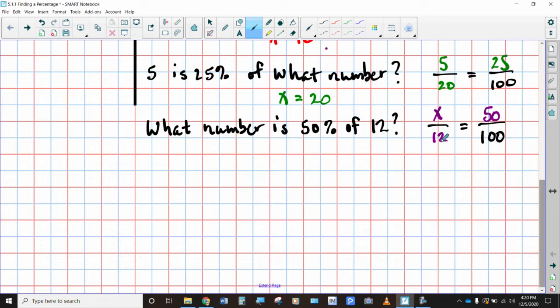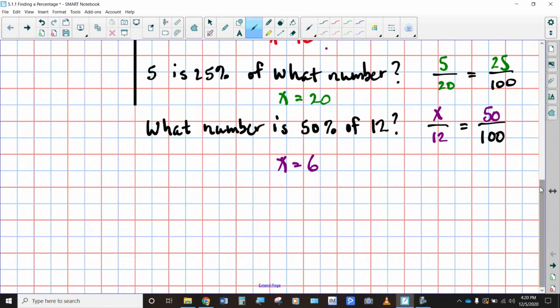Think of, all right, 12 times what equals 100, but you know what I do notice? I notice we're talking about 50%, which is the same as 1/2. So if 50 is half of 100, then x has to be half of 12, which means that x is going to be equal to 6. So 6 is 50%, or half, of 12. That is the correct answer.